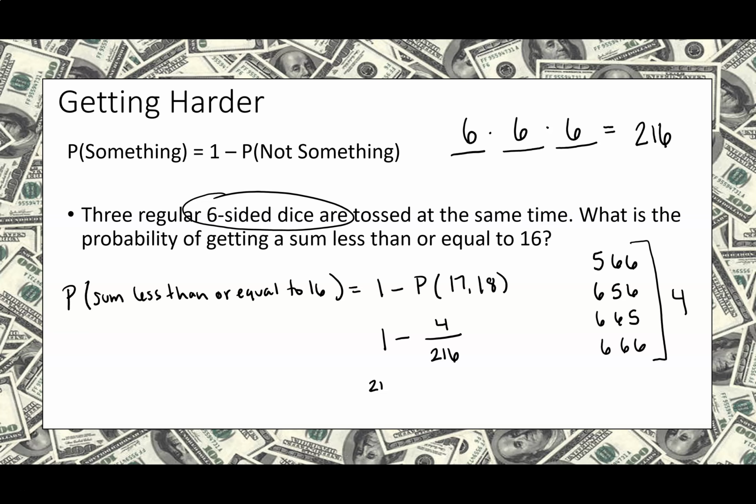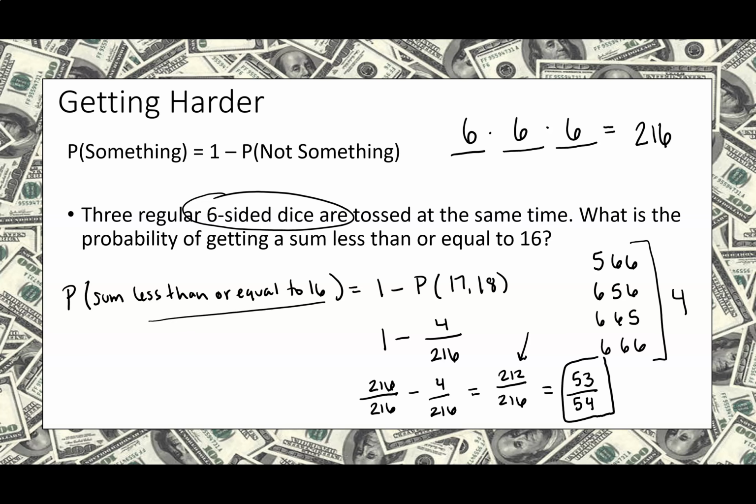So this is going to be 216 over 216 minus 4 over 216. I just made that 1 into 216 over 216. Keep our common denominator of 216. And then, of course, 216 minus 4 is 212. Reduce that fraction using that video that I showed you early on, and we get 53 out of 54. Now, this method was certainly much easier than counting the 212 ways that you can get less than or equal to 16 when rolling 3 dice.